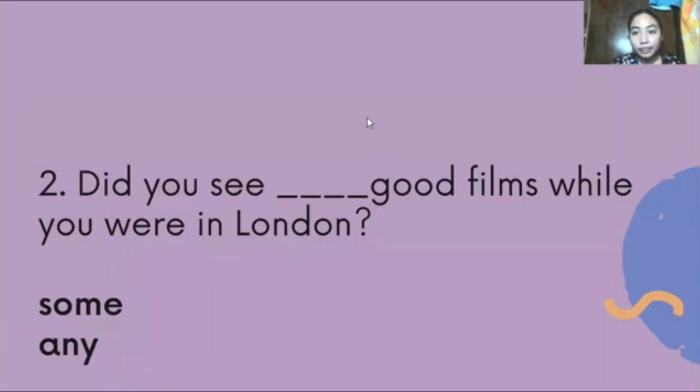Number 2, I will read it again. Did you see blank good films while you were in London? Is it some or any? My answer is any. Okay. Here, the answer is any. Very good. Because it is a form of question.